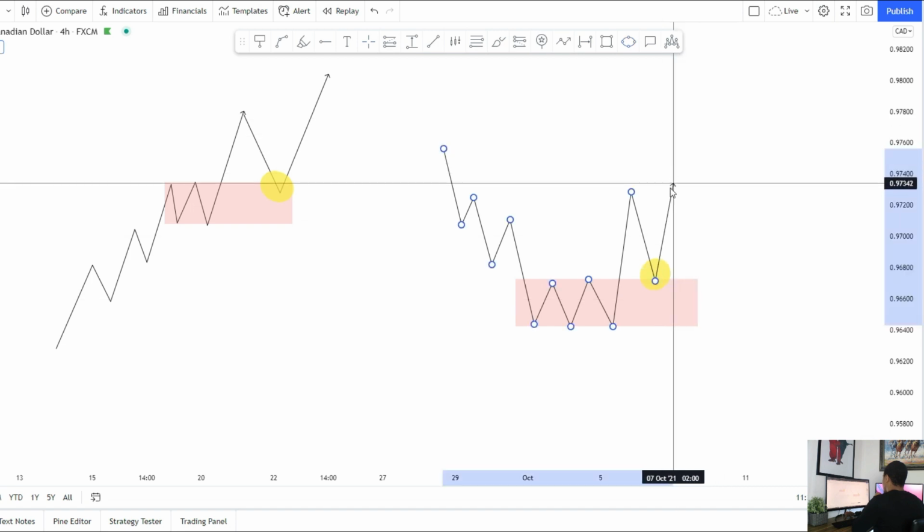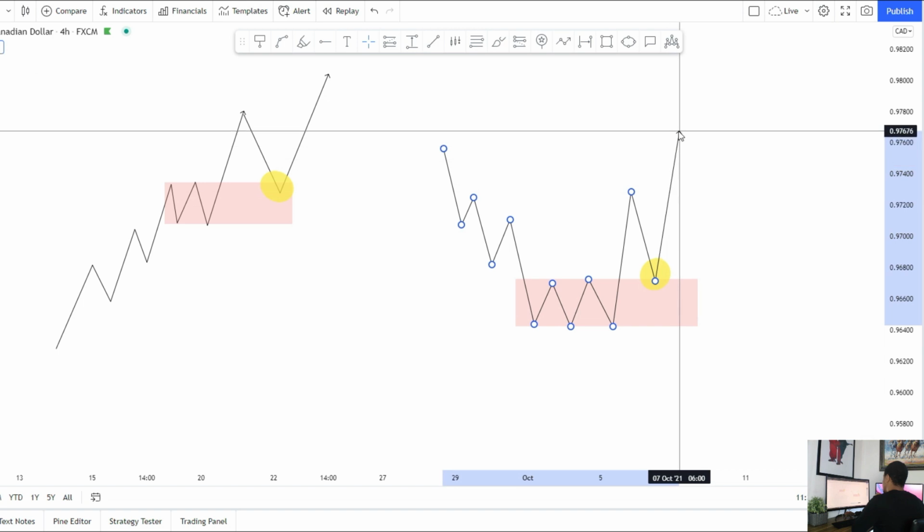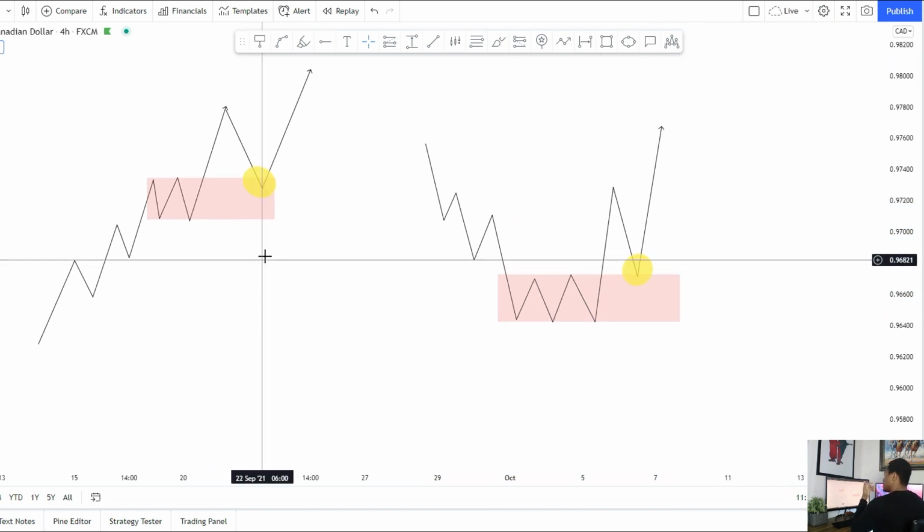And again, we'll be aiming for that previous resistance here, which sent price back down. And then if this is a reversal, we do expect some higher highs to start forming. And that's essentially the pattern.